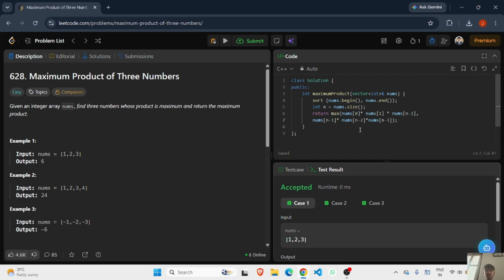So the time complexity is O(n log n) because we sort the array, and the space complexity is O(1) because no extra space is needed to sort. So that was the solution for 268, Maximum Product of Three Numbers. The key idea is to compare the product of the three largest numbers with the product of the two smallest numbers and the largest number.